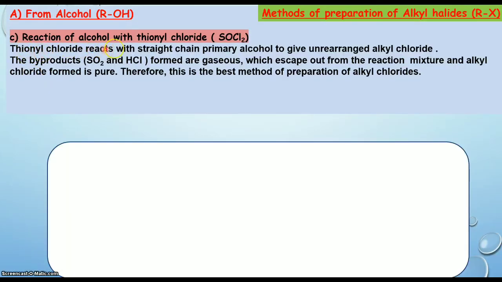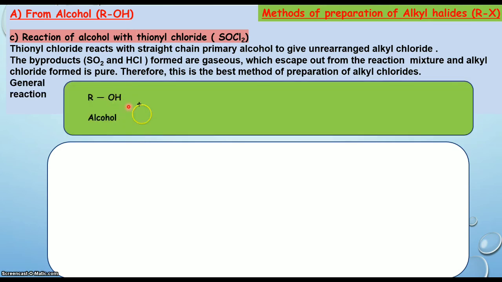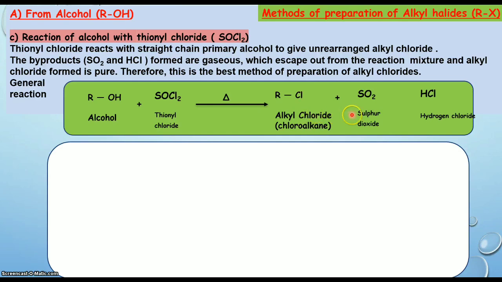Let us understand the reaction of alcohol with thionyl chloride, that is SOCl2. This is the best method for the preparation of alkyl chloride from the alcohol, because the byproducts formed in the reaction are sulfur dioxide and HCl that are in a gaseous state. So they will escape out from the reaction mixture and we will get a pure product of alkyl chloride. Here is the general reaction. In this, alcohol reacts with thionyl chloride and forms alkyl chloride, sulfur dioxide and HCl.